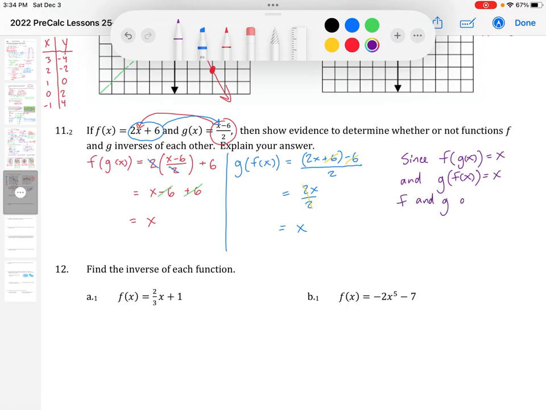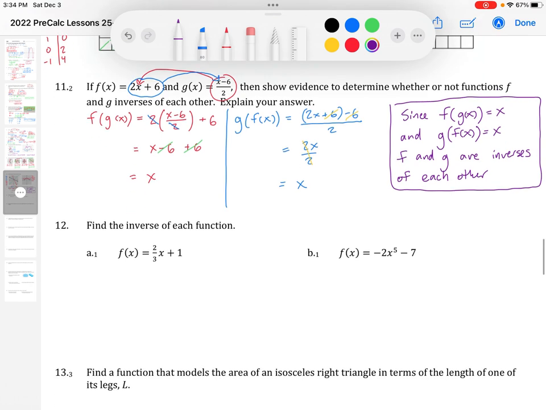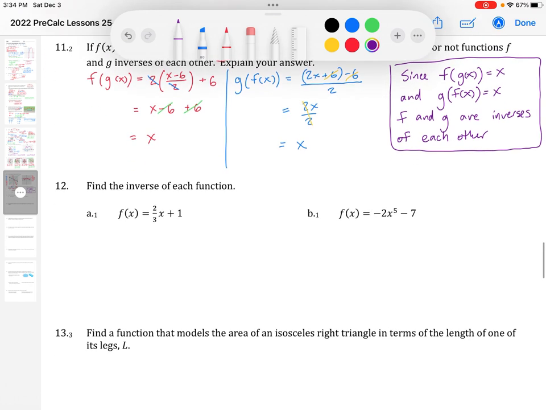And that means f and g are inverses of each other. So when you do the composition both ways, you have to get them both to equal x. All right, so this is our answer with our explanation. Okay, all right, and then in 12, we're actually going to find the inverse.